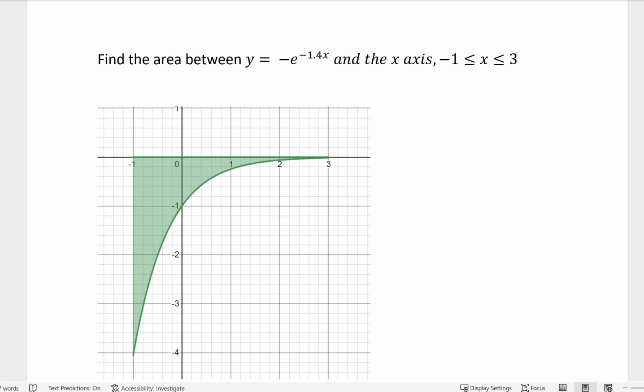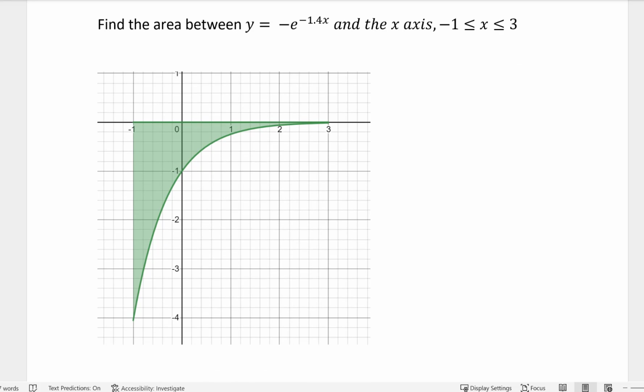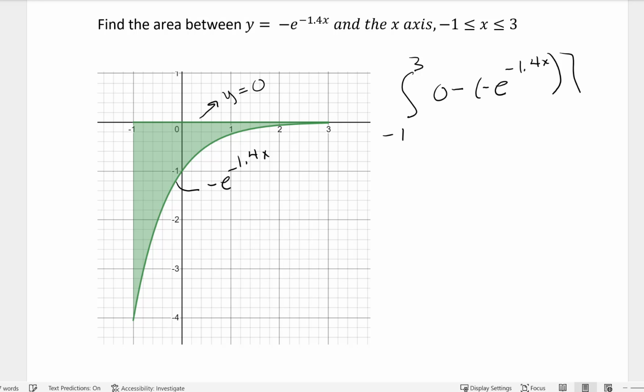Right, so let's try something that isn't just the power rule. Here I have y equals e to the negative 1.4x and the x-axis from negative 1 to 3. So we're starting with the x-axis, which is y equals 0, is my top function, and underneath I have the curve negative e to the negative 1.4x. So my integral from negative 1 to 3 is 0 minus negative e to the negative 1.4x dx. So that 0 has to go first. So this negative will become positive. So I have negative 1 to 3 e to the negative 1.4x dx.